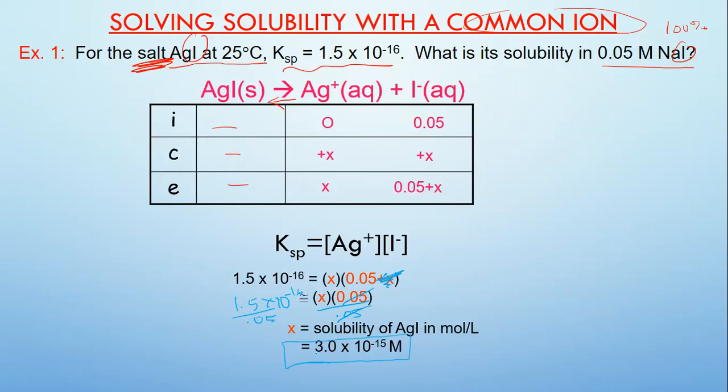So notice what happens with that common ion. By the addition of that common ion, the solubility is 3.0 times 10 to the negative 15. So it shifted it where it's not quite as soluble because of the presence of the common ion. All right, so you handle those very similarly, as you would with an acid or a base with the buffer problems. All right, that's it for this video lesson.